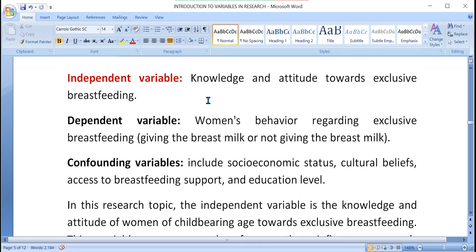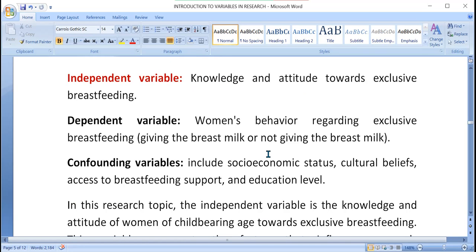So we're trying to find out how her knowledge about breast milk, or her attitude towards exclusive breastfeeding, affects her practicing exclusive breastfeeding, giving breast milk exclusively. How does it affect it? How does it relate? We're trying to develop the relationship. Is there any relationship, like someone who is well knowledgeable about breastfeeding tending to give breast milk exclusively? We want to establish that relationship.